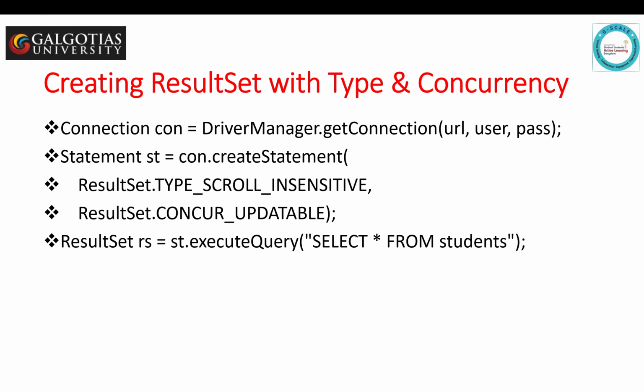This code shows how to create a scrollable and updatable result set. We first establish a connection, then create a statement with type scroll insensitive and concur updatable. Finally, we execute a select query to get our result set.